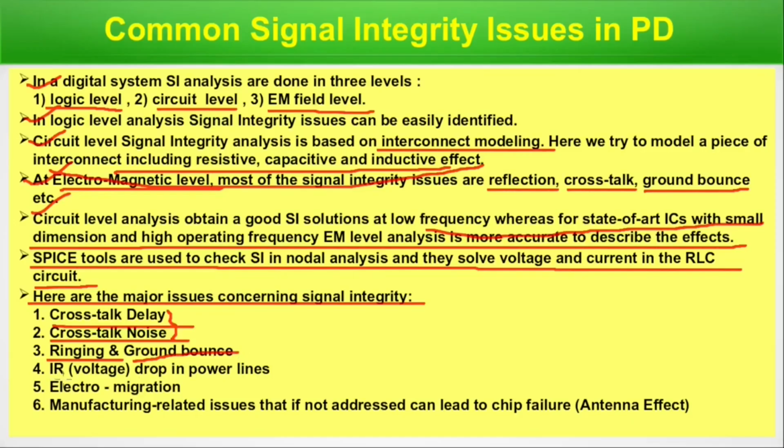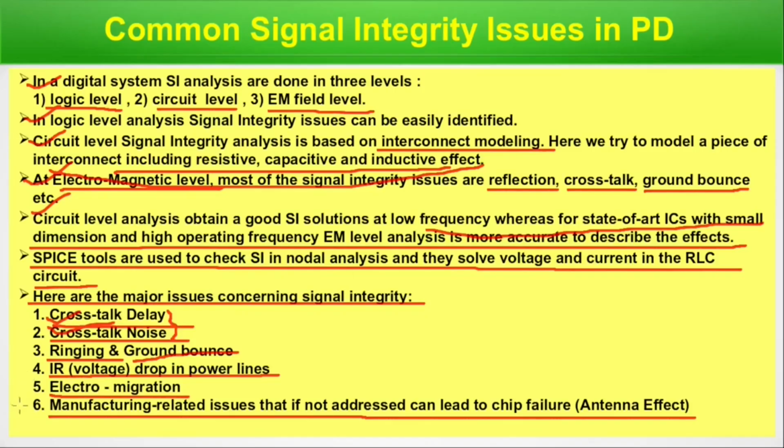Now IR or voltage drop in power line, we mentioned in the very first episode. And electromigration, we have separate 3 episodes, link of video mentioned in the description. And finally, manufacturing related issues that if not addressed can lead to chip failure, that is antenna effect. On antenna effect also we have a video and article, links are provided in the description box. So today we will talk about these two. So there are 6 effects.